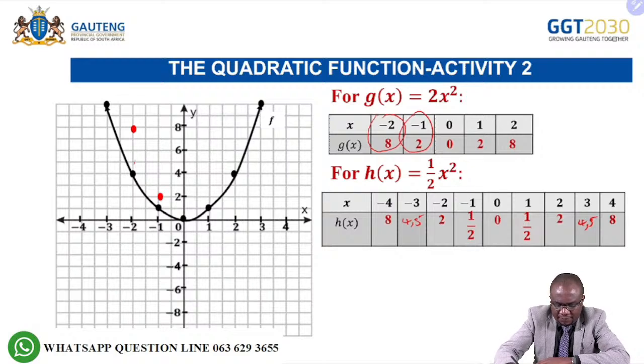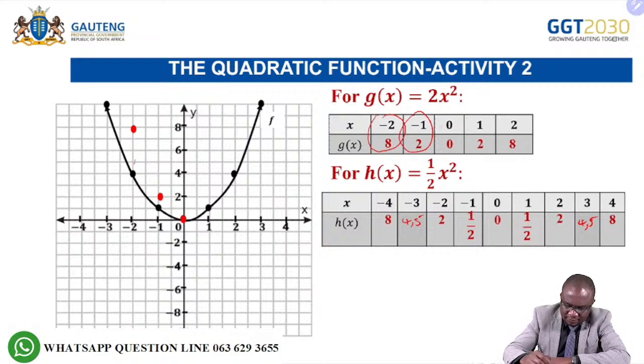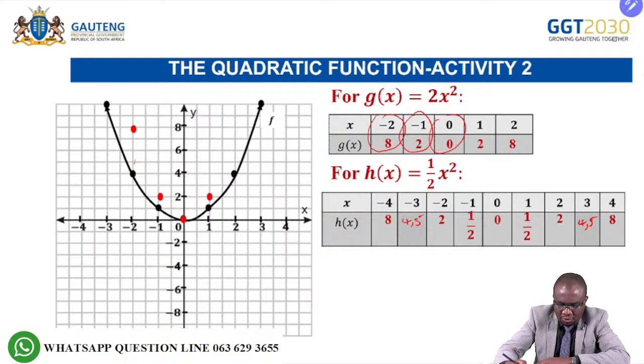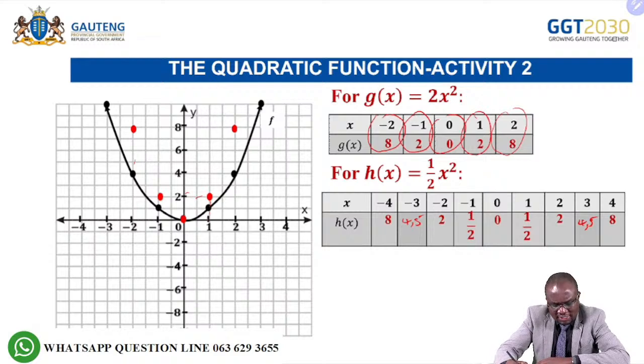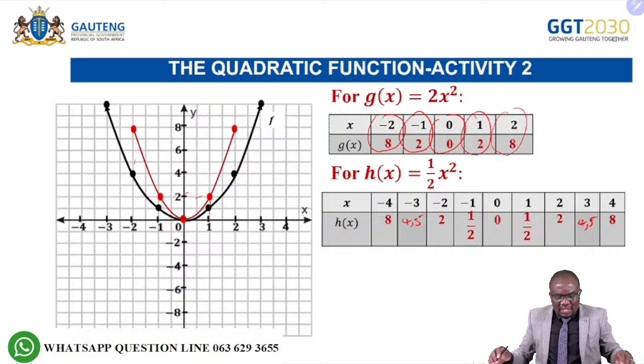That's a point there. 0, 0, the origin. 1, 2. That's the point there. Do you see that? Then 2, 8. That's the point there. And then we can sketch our g of x, which is this graph here. Do you see that?